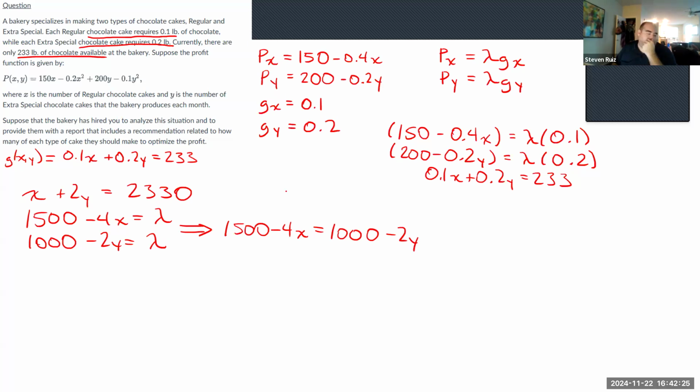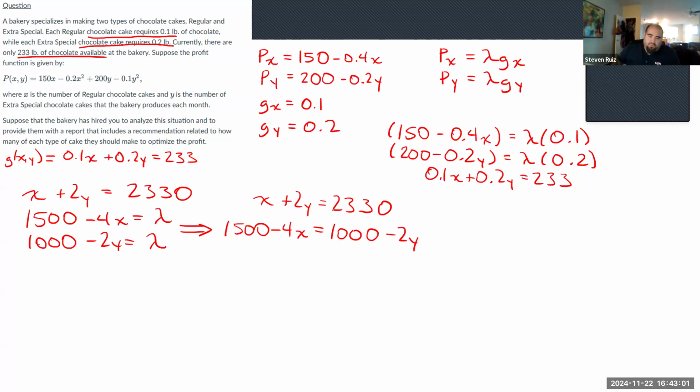So now what I've done is this, and I'm just going to rewrite this one over here. X plus 2y equals 2,330. I started out with a system of three equations with three unknowns. Now I have a system of two equations, two unknowns, and lambda has disappeared. So like I said, I don't care what the value of lambda is. It really just is a means to an end to help me figure out what the values of x and y are. Because the x and y are the optimum solution I'm trying to find.